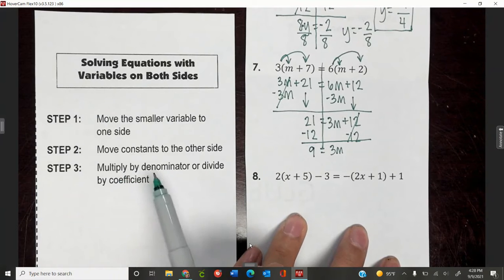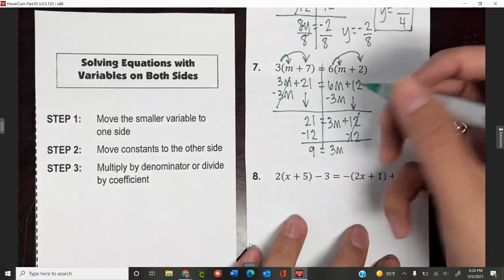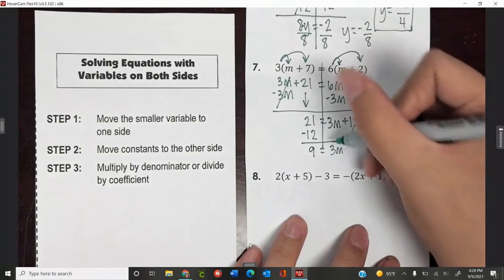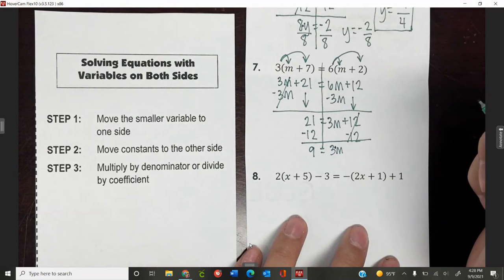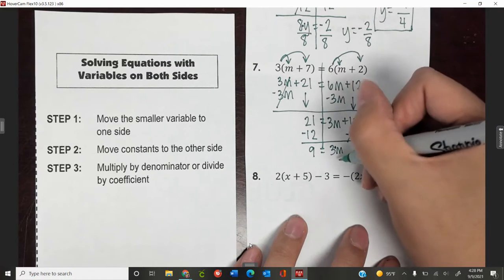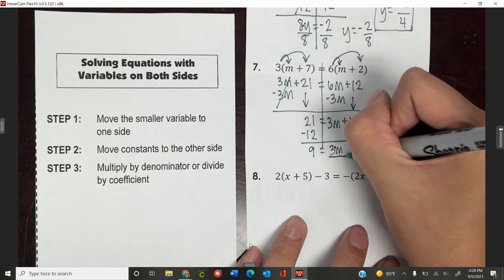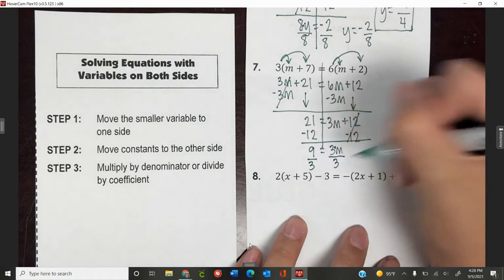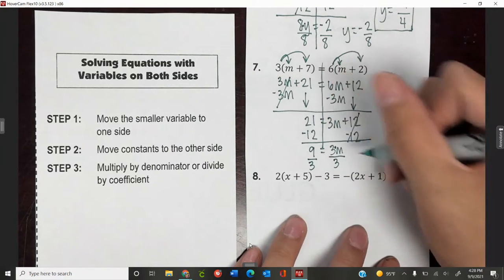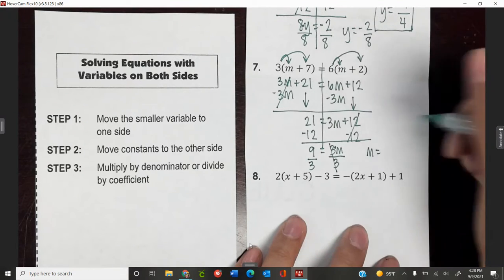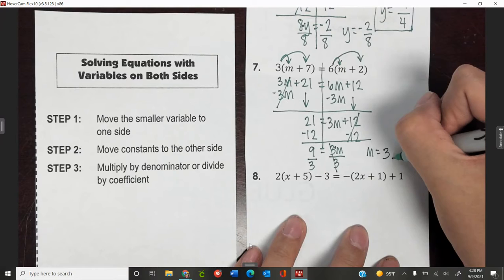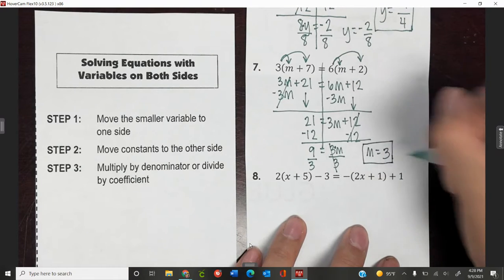Now step 3 tells us to multiply by our denominator or divide by our coefficient. Right now, looking at your variable, 3 is multiplying m. So I want to do the opposite of multiplication, and I want to divide by 3 on both sides. Dividing by 3, your 3's cancel out. You're left with m equals 9 divided by 3, which equals 3. So here m equals 3.